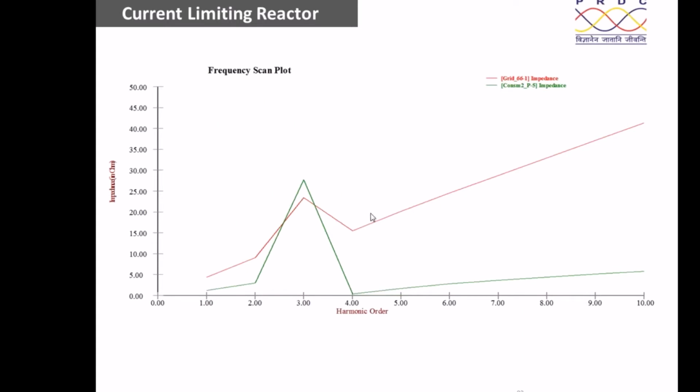If you try to see the frequency scan now, you can see that as the frequency starts increasing, the impedance starts increasing. Where is it resonating now? It is resonating at the 4th, meaning the impedance is minimum. Impedance is minimum. Again it starts increasing. Therefore, now corresponding to the 5th harmonic, the impedance is not minimum.